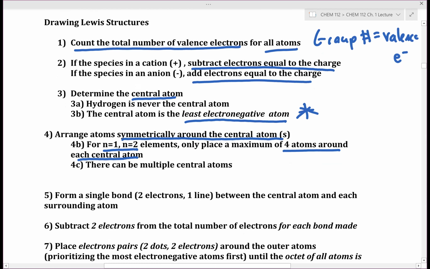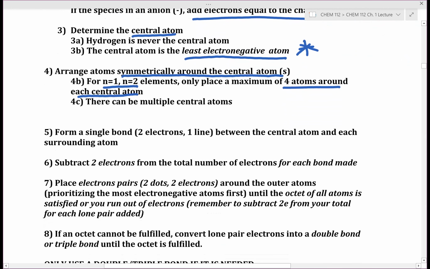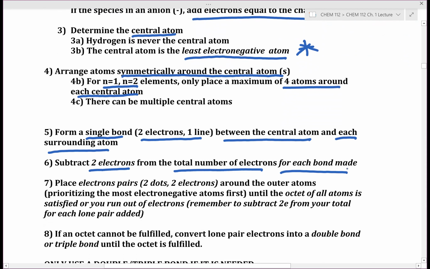Okay, from here, what you're going to do is form a single bond, 2 electrons, 1 line, between the central atom and each surrounding atom. The reason why I like this procedural method is it avoids common errors associated with Lewis structures. Once you've formed a single bond, you're going to subtract 2 electrons from the total for each bond that you formed.